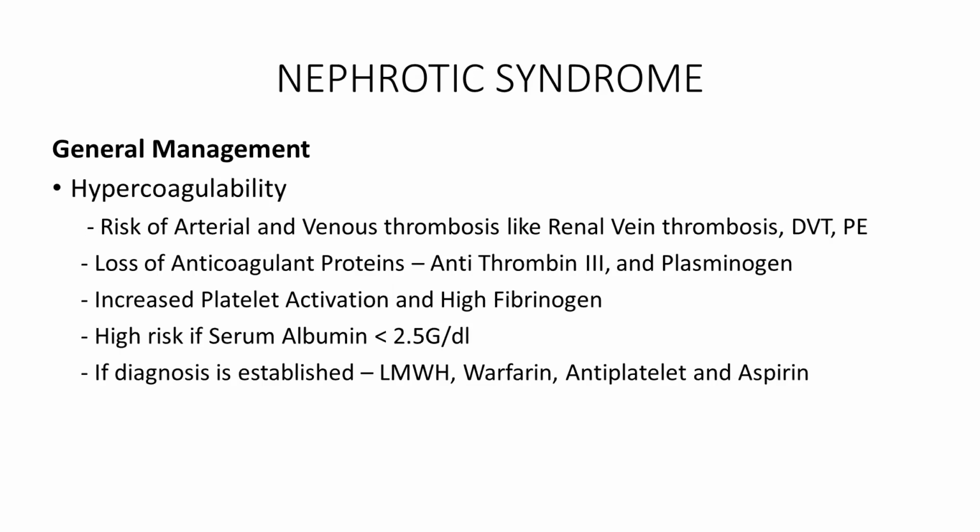Hypercoagulability: risk of arterial and venous thrombosis, like renal vein thrombosis, which is a serious disorder. DVT is a serious disorder. Loss of anticoagulant proteins, antithrombin 3 and plasminogen, and increased platelet activity are all features which can lead to hypercoagulability. And of course, serum albumin less than 2. If the diagnosis of hypercoagulability is established, you have to use low molecular weight heparin, warfarin, antiplatelet drugs, and aspirin.